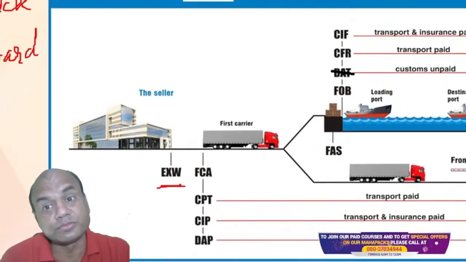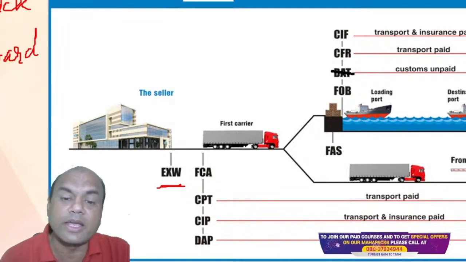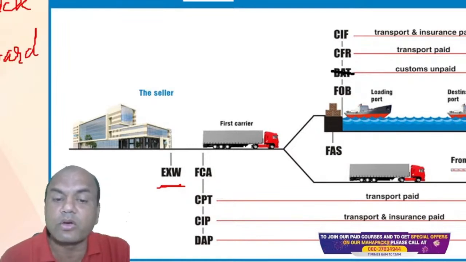There also, in air shipment, you might find something like FOB. So whenever we say FOB in air, it means we are talking of FCA. Okay, so CFR, got it.